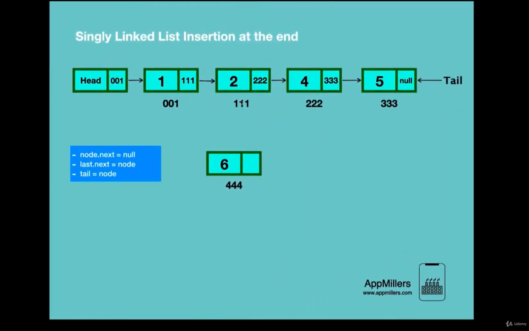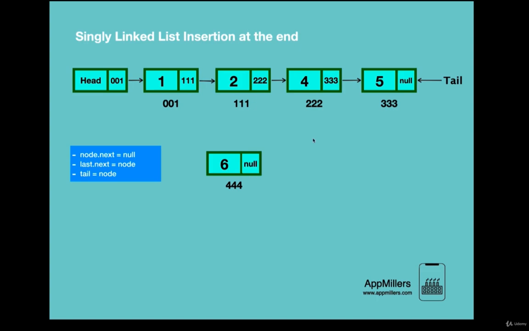Here, one more time, we have a single linked list like this. We have a newly created node here. So we want to add this newly created node at the end of this single linked list over here. So as we said, the first thing that we are going to do, we will set the next reference of this node over here to null.